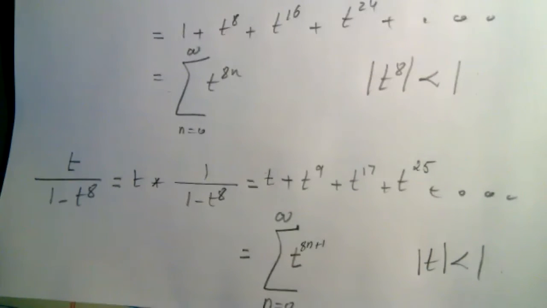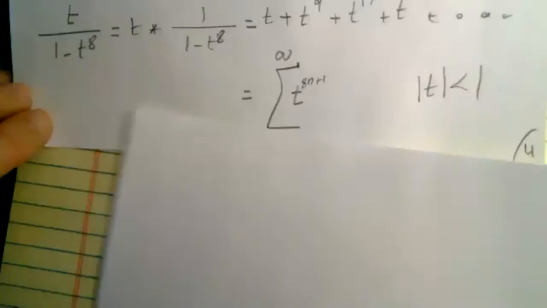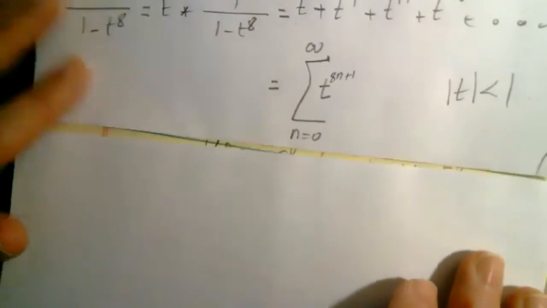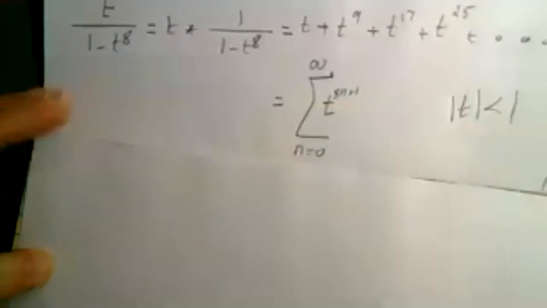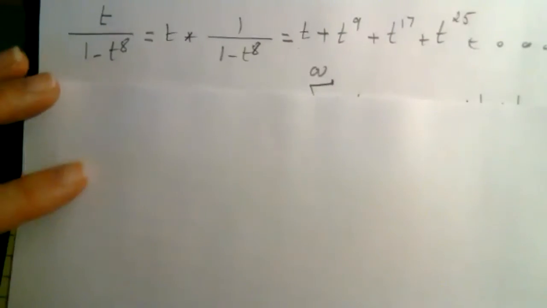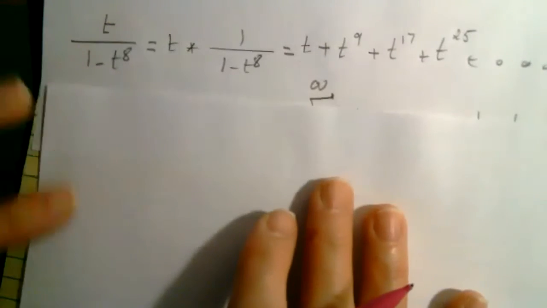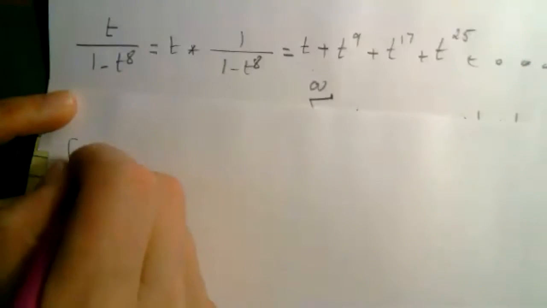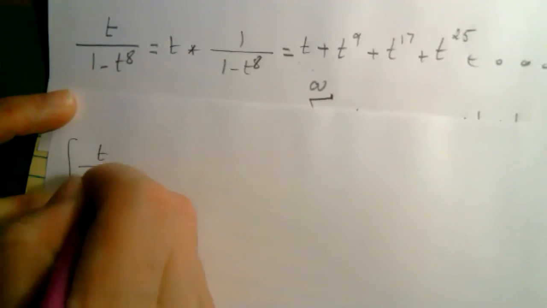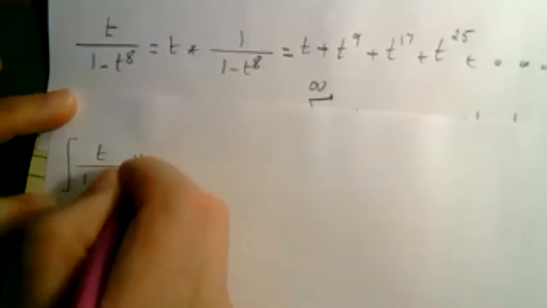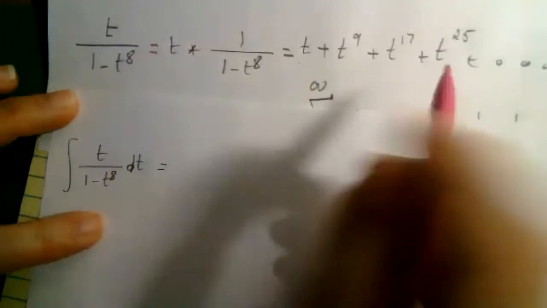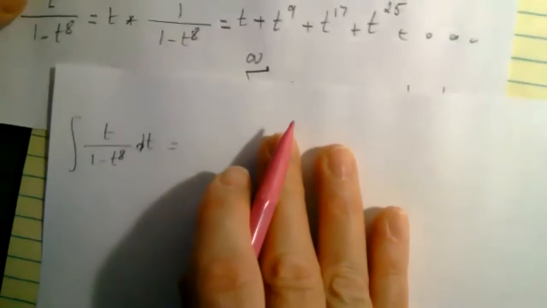So we're gonna find the antiderivative, the power series for the antiderivative. That's all we can do. And so the integral will become term by term integration, term by term. The integral is of t over 1 minus t to the 8, and the antiderivative of that is the term by term antiderivative. And this is not hard.